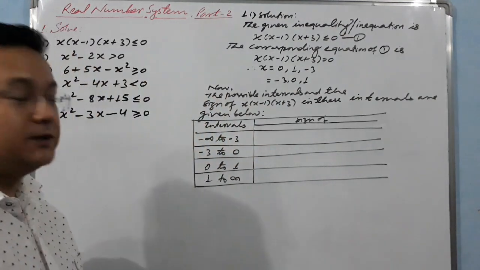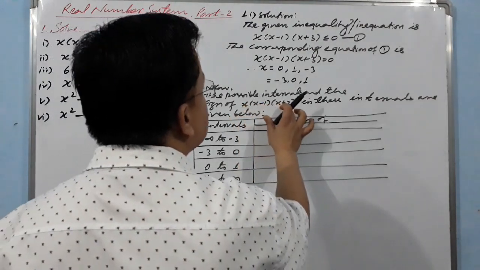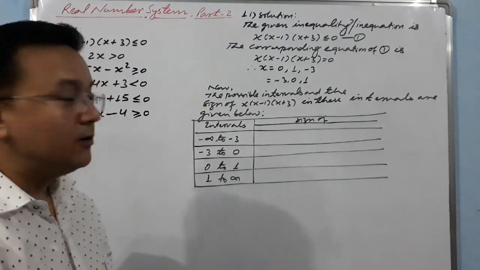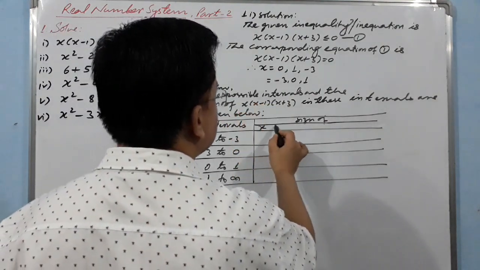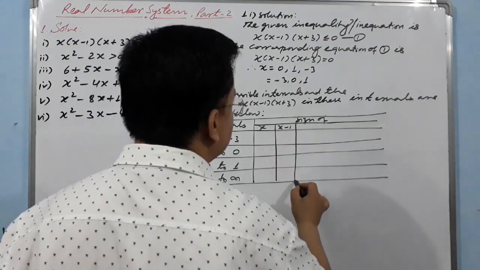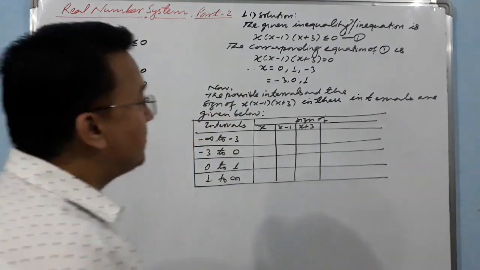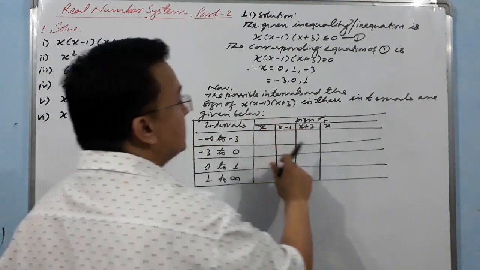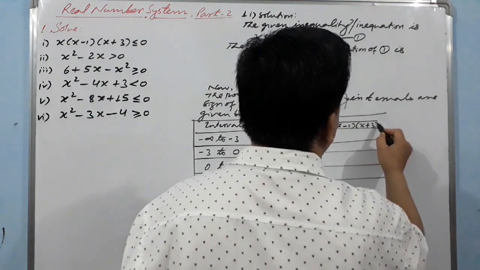Which interval? We don't know this time. We have to check the sign of x minus 1 and x plus 3 in these intervals. Directly we can't find out, so we can see the sign like this. First x, then you will check the sign of x minus 1, and then the sign of these factors. If you know the sign of these, you can tell the sign of the product very easily without any problem.